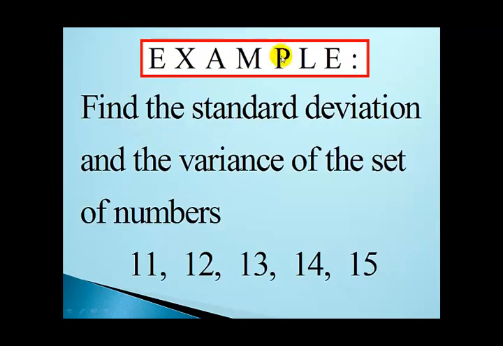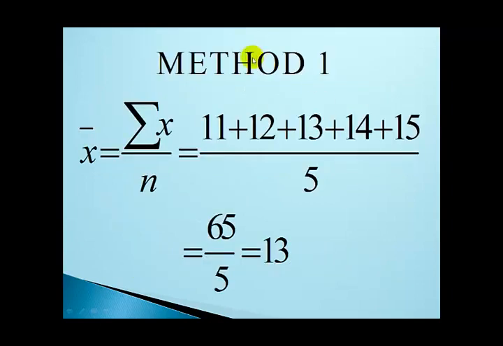Now example: find the standard deviation and the variance of the set of numbers 11, 12, 13, 14, 15. These are the numbers. Now let's look at method 1. First, we have to find the mean, that is x bar, which is summation x over n. So we have 11 plus 12 plus 13 plus 14 plus 15 divided by 5. We have 65 divided by 5, and the answer is 13. So the mean of the set of numbers given in the question is 13.